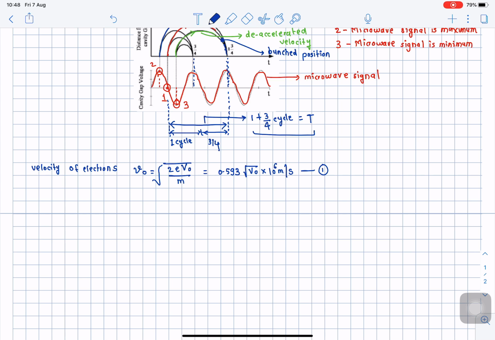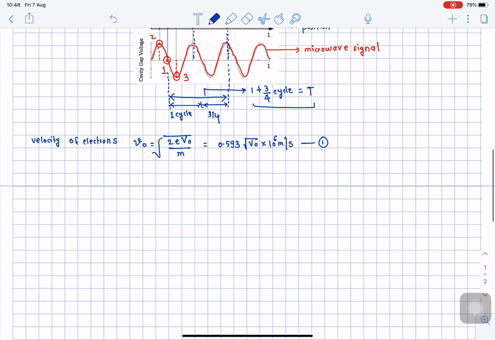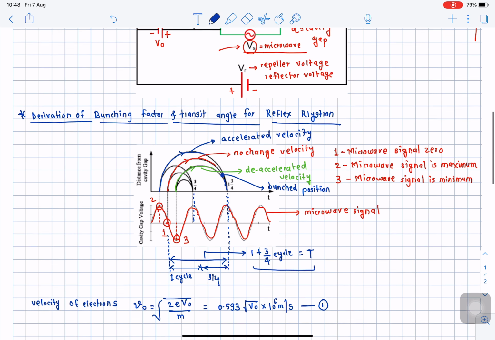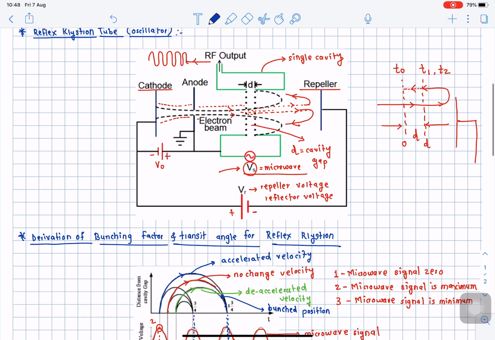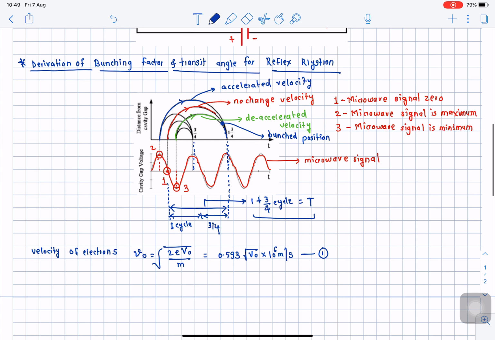Now next is when the electrons leave the cavity. Here we have the single cavity, and the spacing of this cavity is d. When the electrons leave this cavity, that means the electrons are going to travel a distance small d. They leave the cavity at time t1 over here. We want to write what the velocity of these electrons is when they leave this particular cavity.